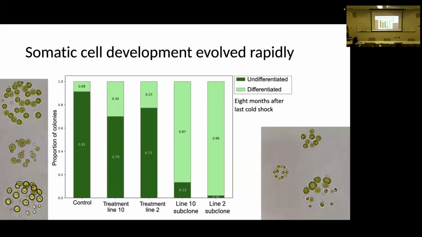Now, in a separate experiment, with a slightly modified number of rounds of selection, I found really the same thing. Somatic differentiation evolves really rapidly. There's a significant increase in the proportion of colonies with somatic cells, and I was able to identify subclone lineages that are consistently differentiated.